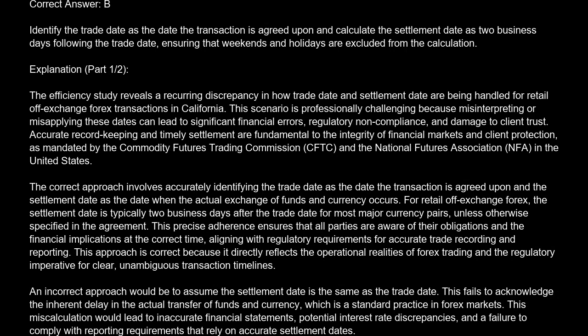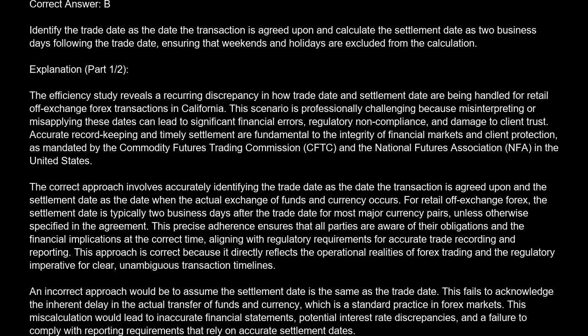The correct answer is B. Identify the trade date as the date the transaction is agreed upon and calculate the settlement date as 2 business days following the trade date, ensuring that weekends and holidays are excluded from the calculation. Explanation. The efficiency study reveals a recurring discrepancy in how trade date and settlement date are being handled for retail off-exchange Forex transactions in California.